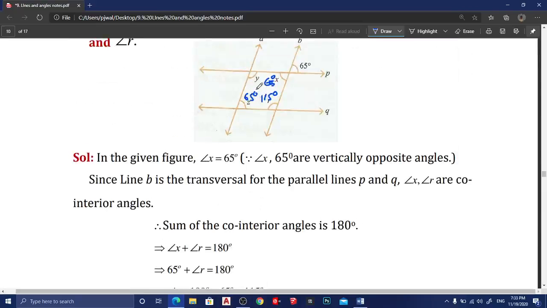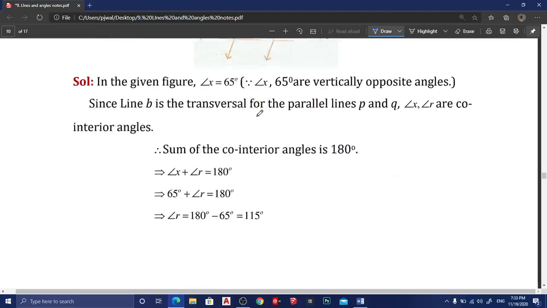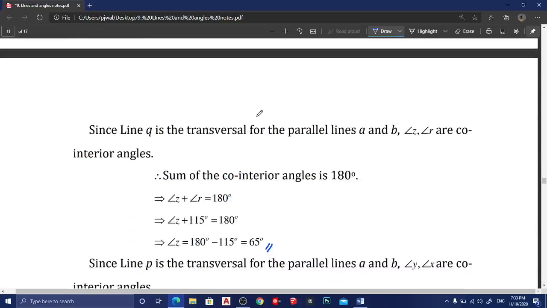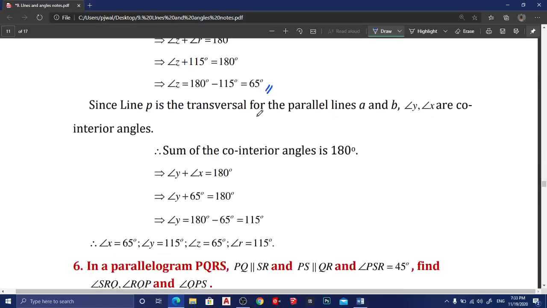Again, if you use the same property to these two angles also, since these two are parallel and this is the transversal, these two angles are also alternate interior angles. So the sum of these two angles is also 180 degrees, which is Y plus 65 degrees is equal to 180 degrees. So angle Y is equal to 180 minus 65, which is 115 degrees. So now you know all the angles: X is equal to 65, Y is equal to 115, Z is equal to 65, and R is equal to 115.